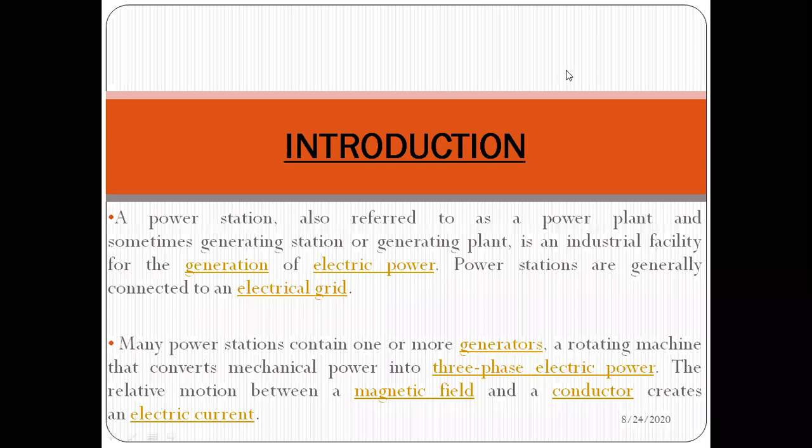For example, if the input energy is hydro energy, and this hydro energy is converted into electrical energy, then the power plant is called a hydroelectric power plant.